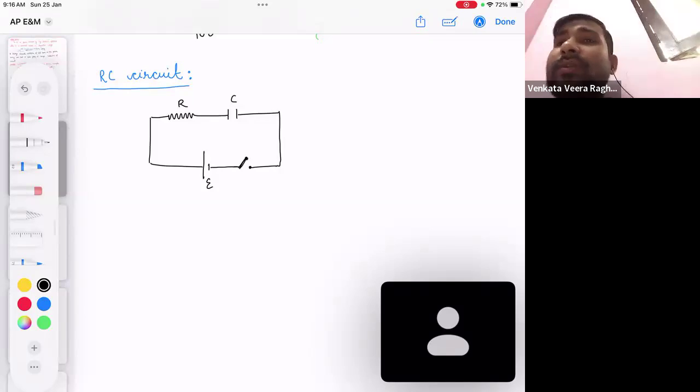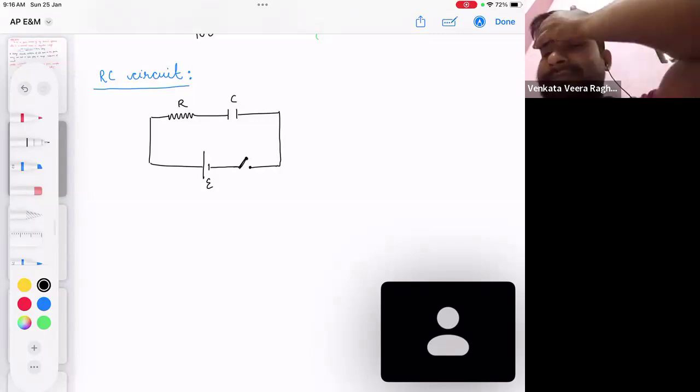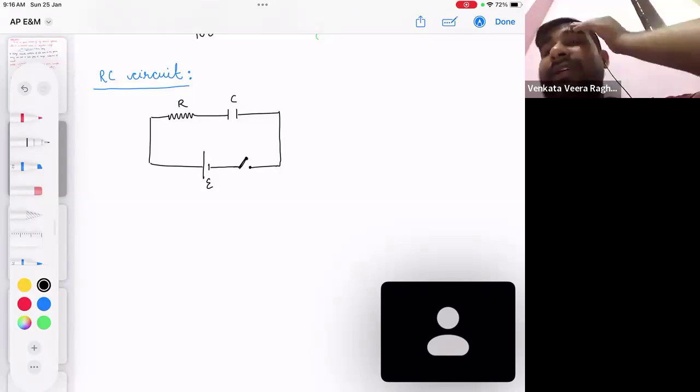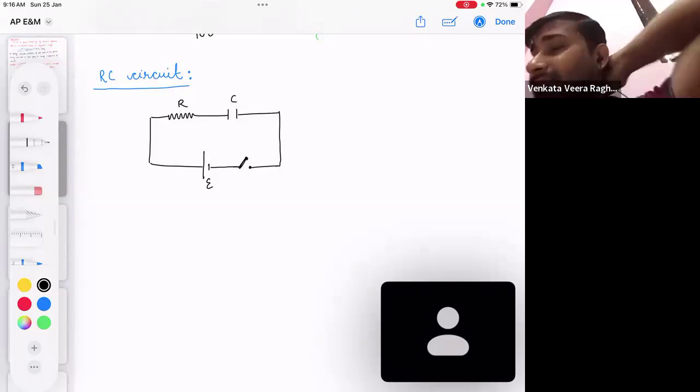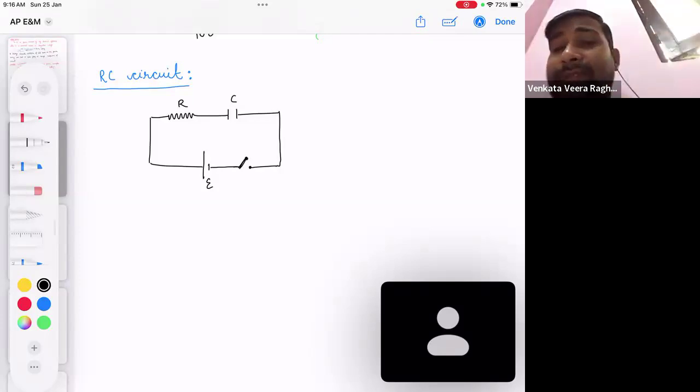Right now the switch is what? Open. Capacitor is initially uncharged. Uncharged means what? There is no charge on the capacitor. There is no energy in the capacitor. No energy is stored in the capacitor.